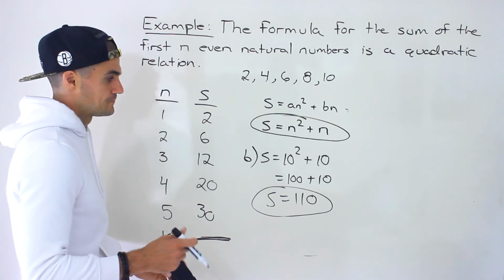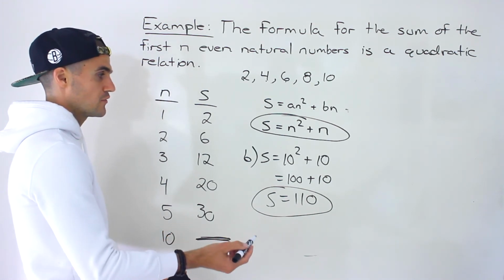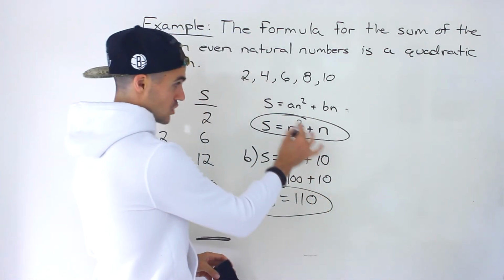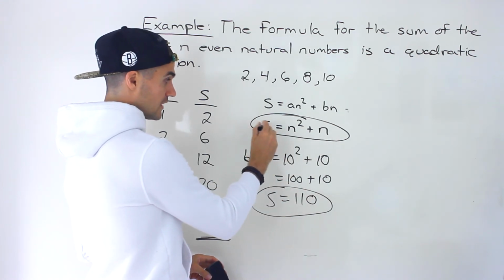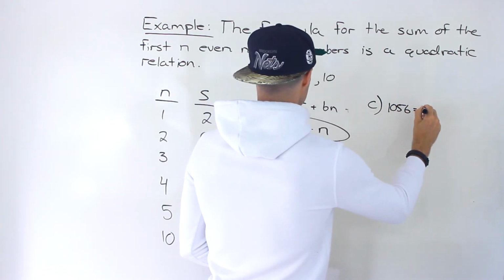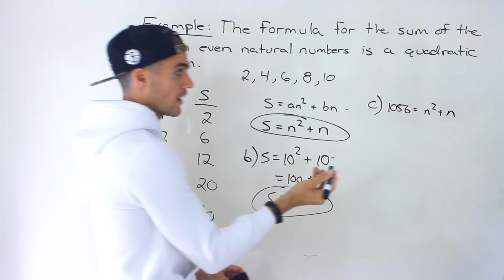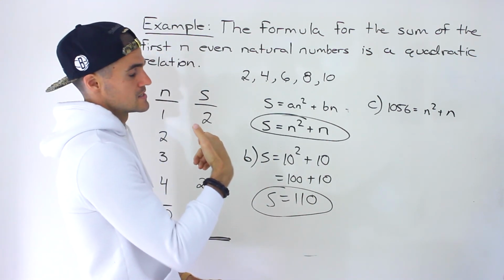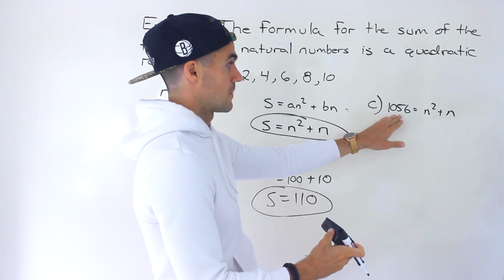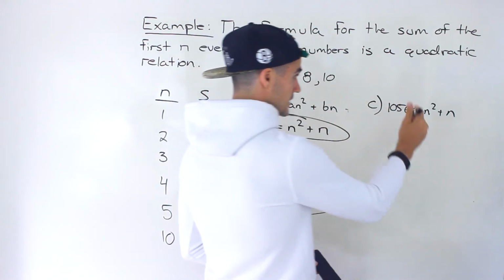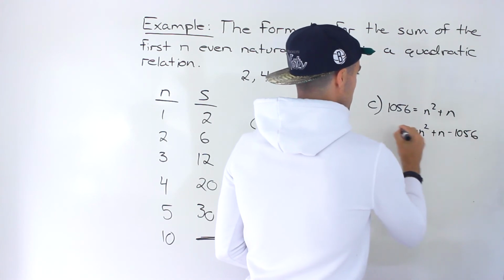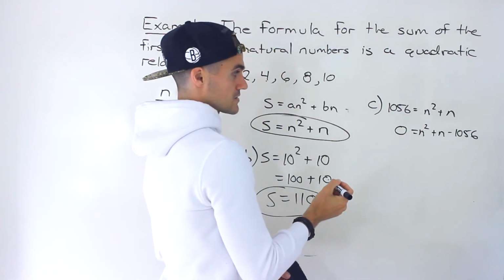And then part C, they're saying the sum of the first n natural numbers is 1,056, and we have to solve for n. So in this case, we're given the sum. So we'll have 1,056 equals n squared plus n, and we have to solve for n. So this is where the quadratic equation comes in. Notice that it's an equation now to solve. And the way we do that is we bring the 1,056 over. That'll become minus 1,056, and then we'll have a 0 right here. And so we have to solve that.